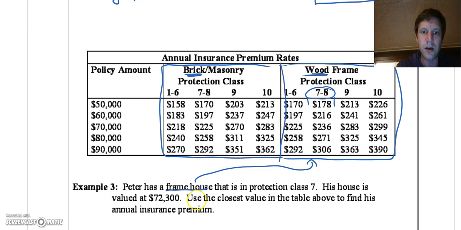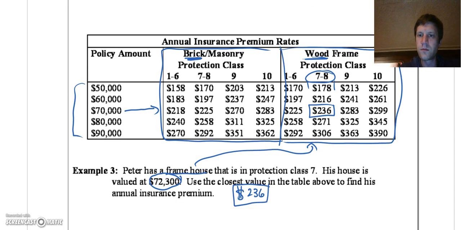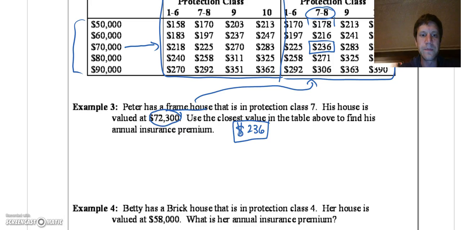And use the closest value in the table above to find his annual insurance premium. So it's valued at 72,300. Look over here for the closest value. I'm going to say 70,000. Okay, so I'm going to be looking in this row and this column. So that gets me $236. So no calculating, just finding the number.